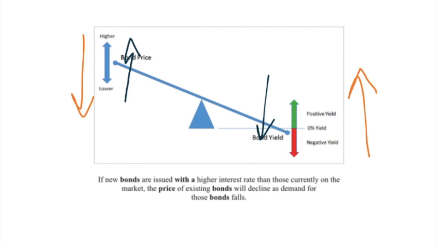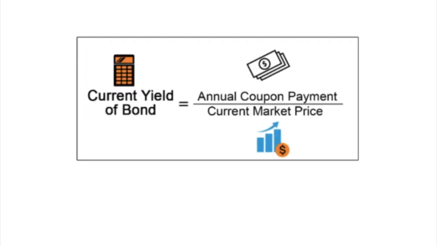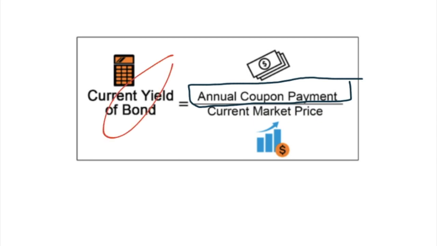I'm going to illustrate this via examples. Before I look at the example, I just want to introduce you to the formula, and I will come back to it. The current yield of a bond equals the annual coupon payment divided by the current market price. It's worth remembering that the annual coupon payment is fixed, so it will not change throughout the agreement of the bond. However, the yield of the bond and the market price can change, hence that inverse relationship, and I'm going to show that via an example now.